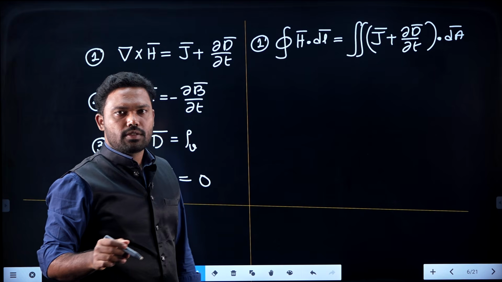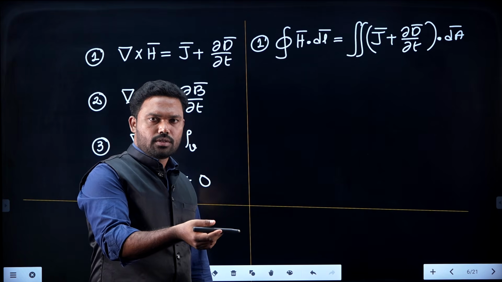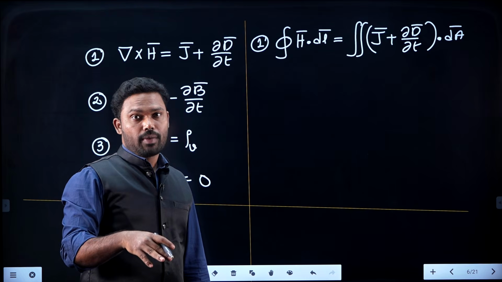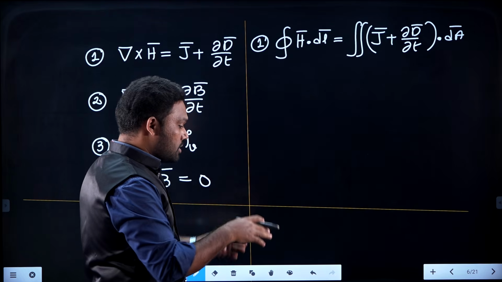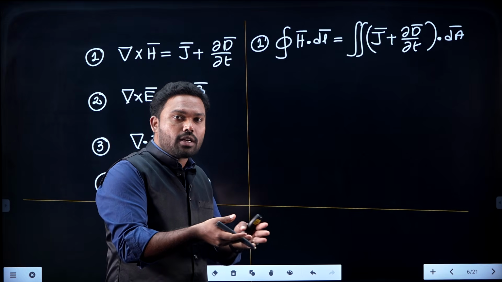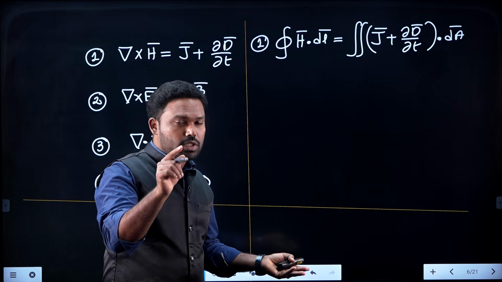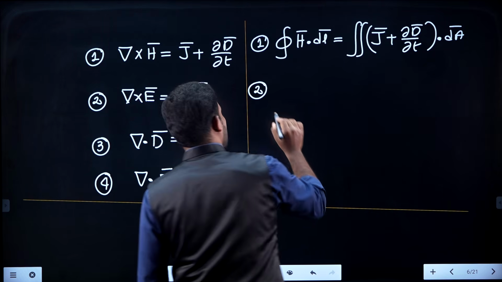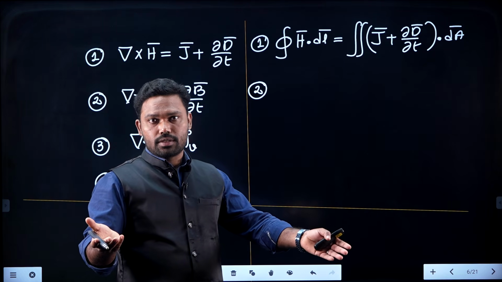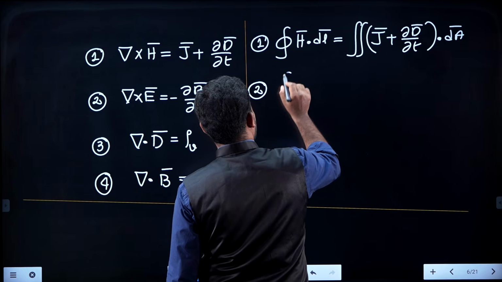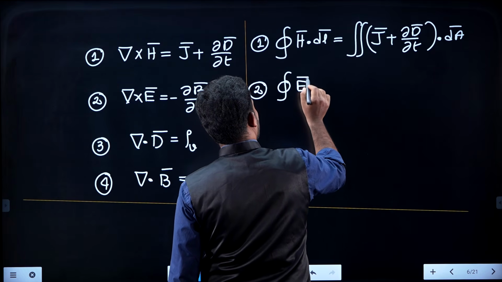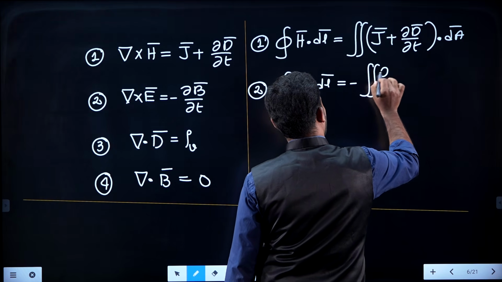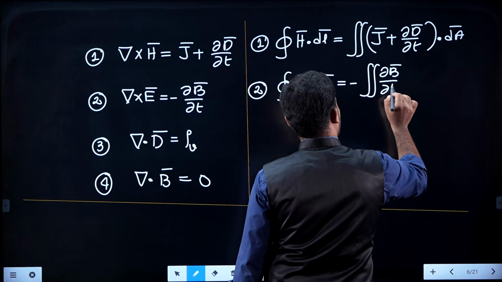Very important Maxwell's equations. You will directly get questions on them. You can see in the previous papers, here and there you will find questions on identification of Maxwell's equations. If there are 4 questions from this subject, there is a good chance that 1 question will be from Maxwell's equations, not numericals, just based on identification of Maxwell's equations. So here, next one is closed line integral of E dot dL, which is equal to minus surface integral of dou B by dou T dot dA.